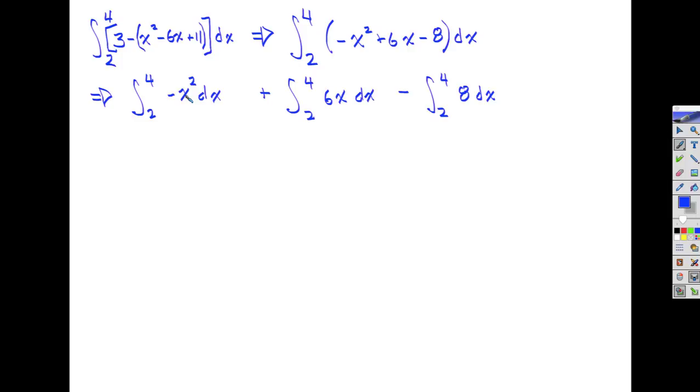Go ahead and do the antiderivative then. This is going to go up a power, divide down. So negative x cubed divided by 3, and that's the evaluation bar from 2 to 4. Perfect. Next, antiderivative. Go.